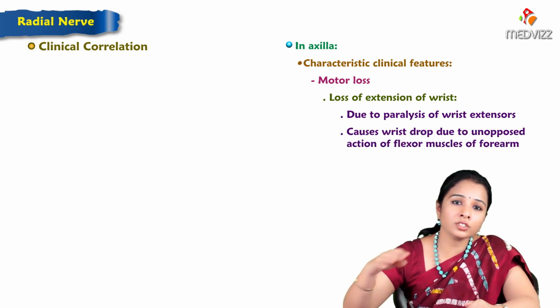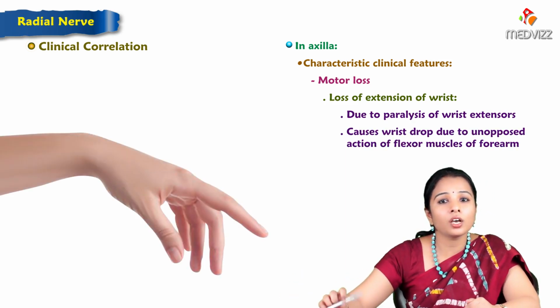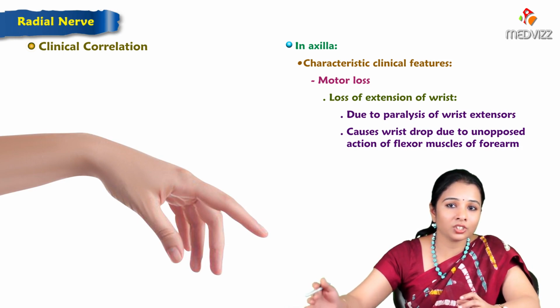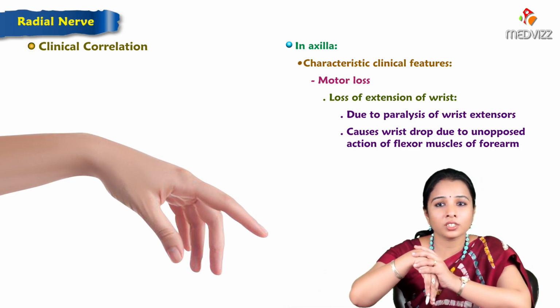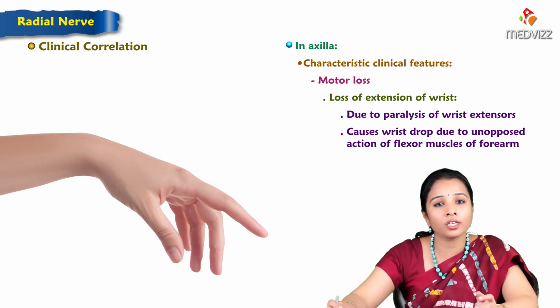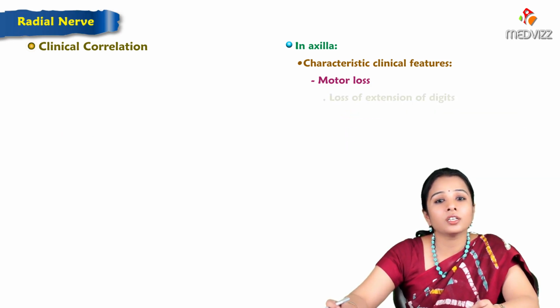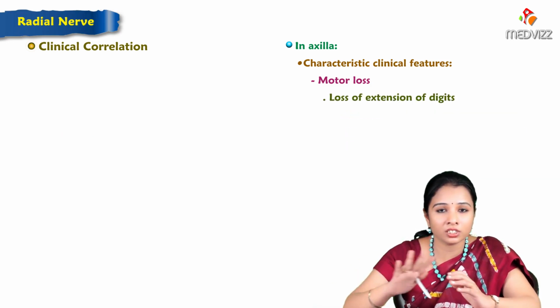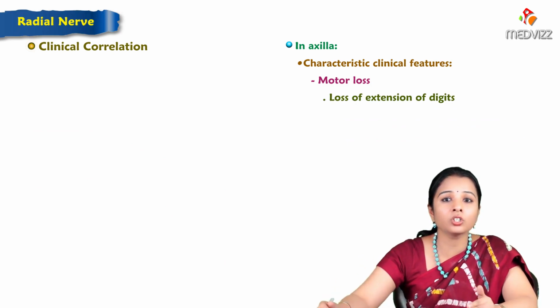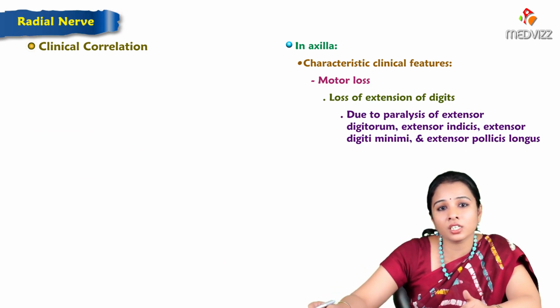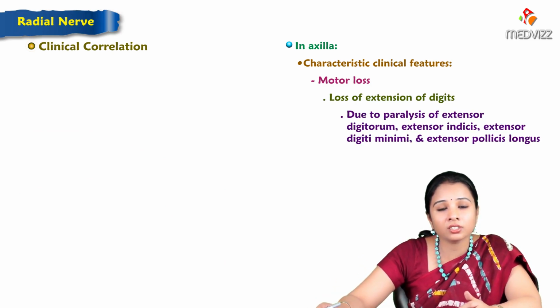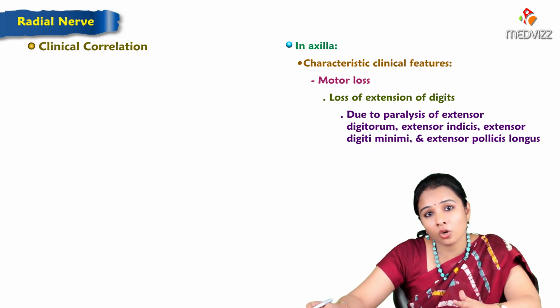So this causes wrist drop. Because of the unopposed action of flexor muscles, the wrist will always be flexed like this, which is called wrist drop condition. Then there is loss of extension of the digits. Finger extension is also lost due to the paralysis of extensor digitorum, extensor indicis, extensor digiti minimi and extensor pollicis longus.